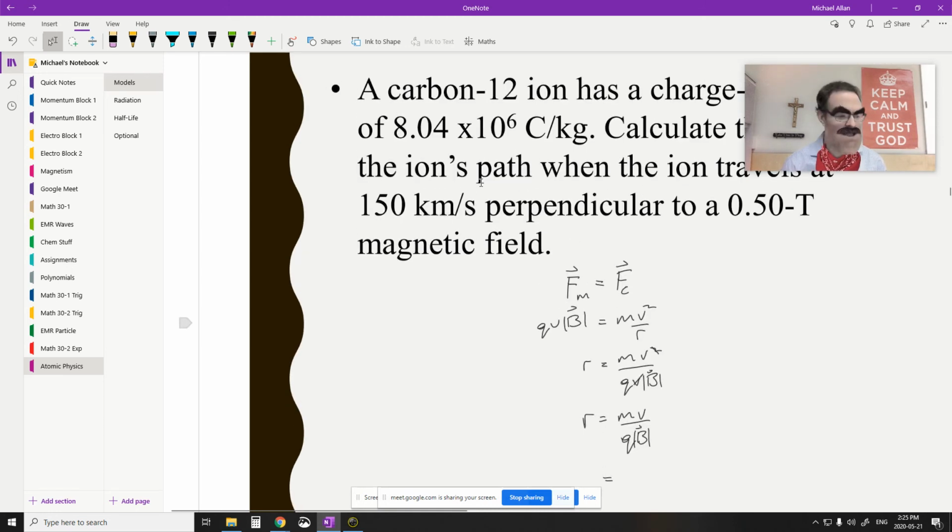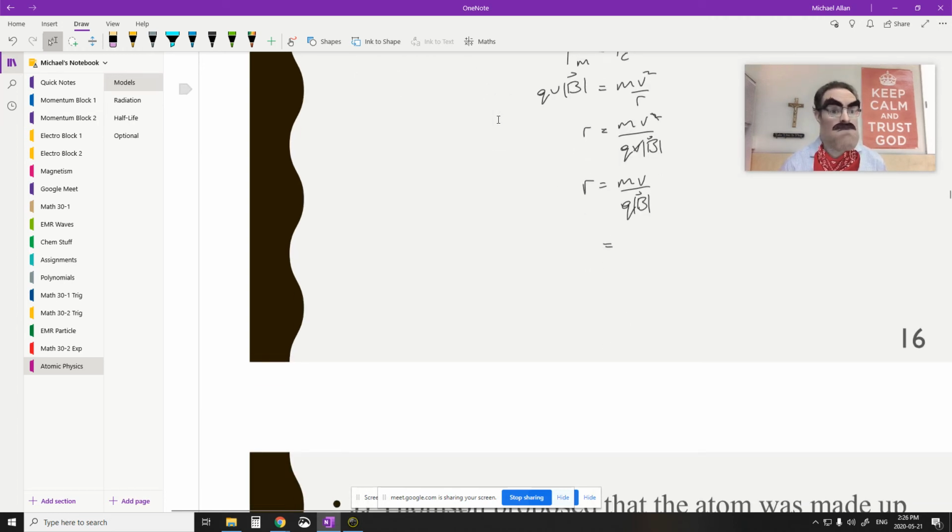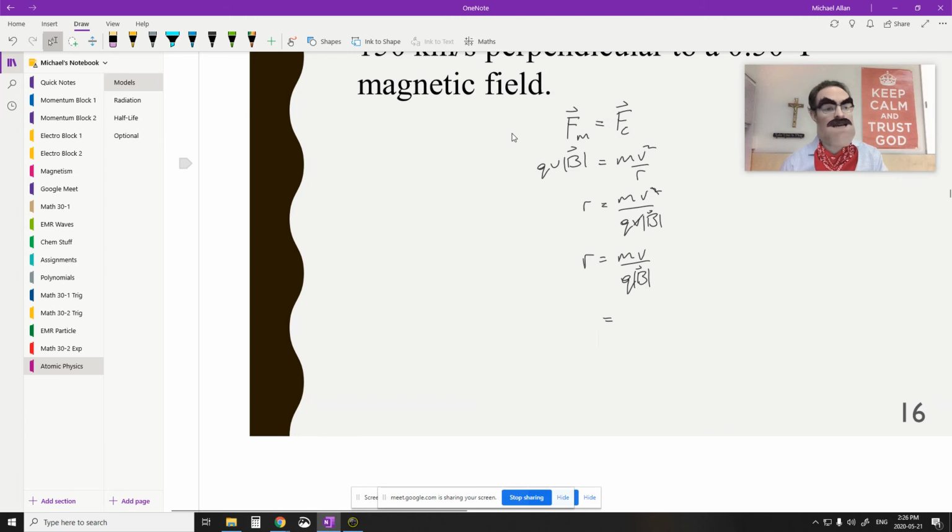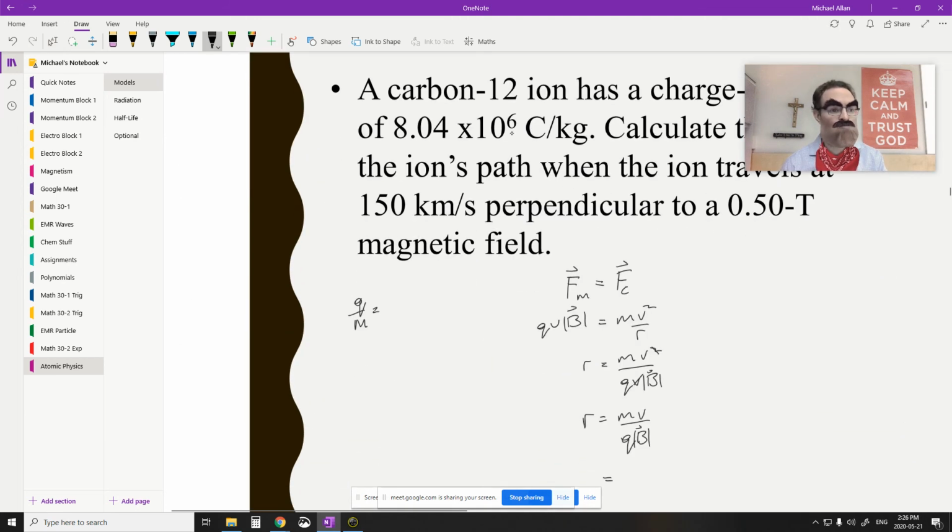I can look at the periodic table. It's not going to be very helpful, because the numbers on the periodic table are an average of all the isotopes that you could have, right? So carbon 12 is a very specific isotope that has a very specific mass, which I don't know, okay? But I do know its charge to mass ratio. So its charge to mass ratio is 8.04 times 10 to the positive 6.